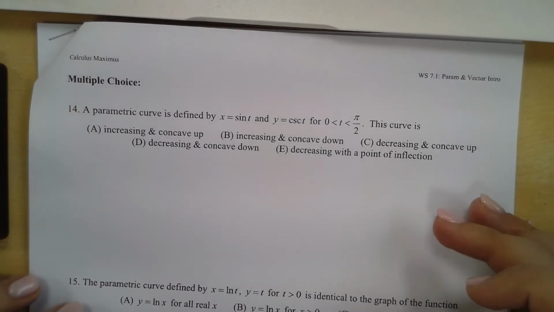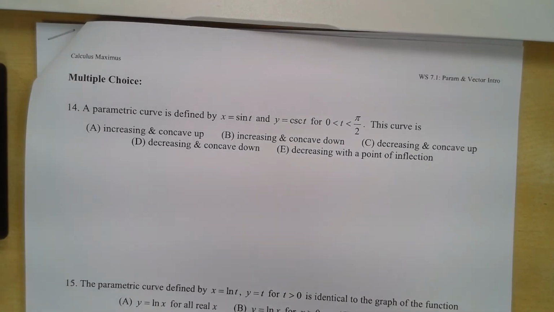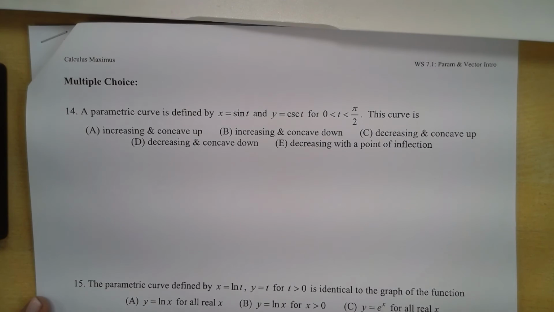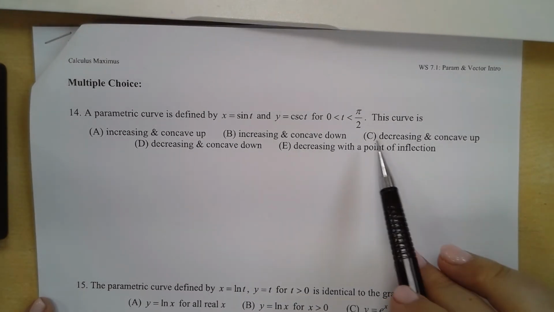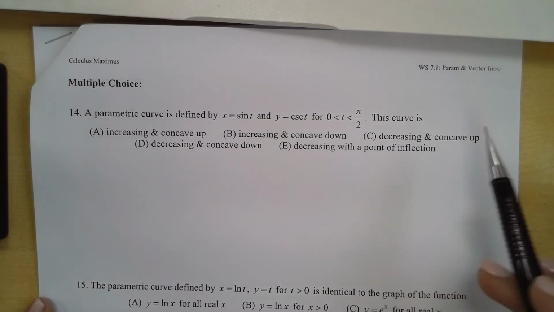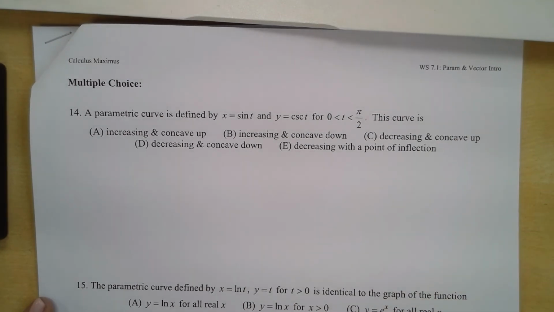Okay, all right, let's just do a few multiple choice, and just wrap this up, I guess. A parametric curve is defined by x equals sine of t and y equals cosecant of t for 0 less than t less than pi over 2. We want to know what this curve is doing. So if we want to know if it's decreasing or increasing, concave up, concave down, we're going to have to do a first derivative test.